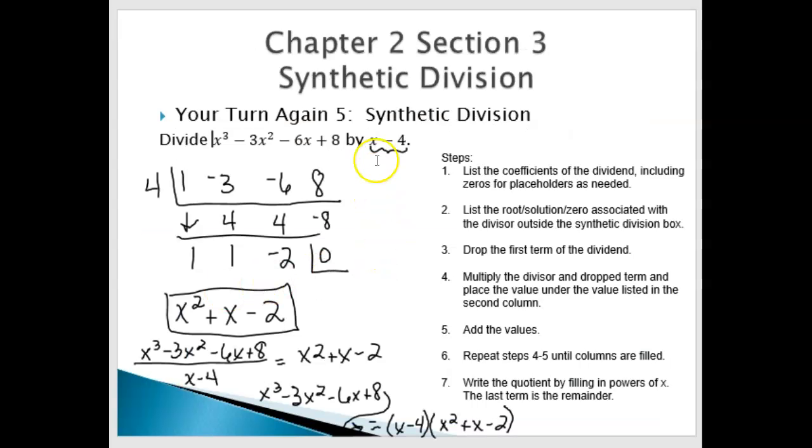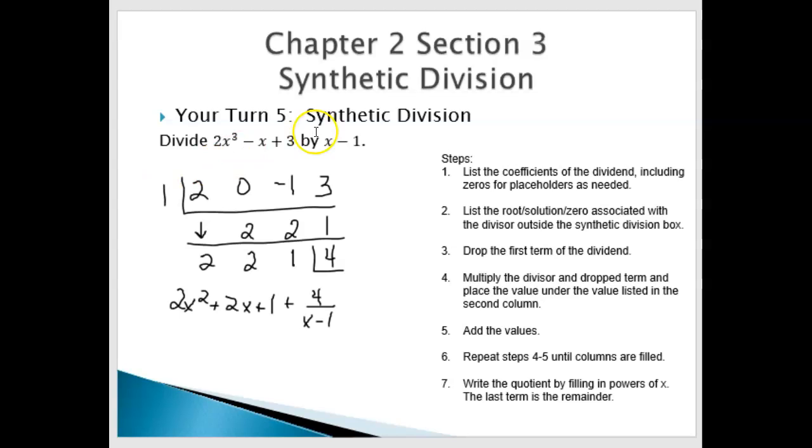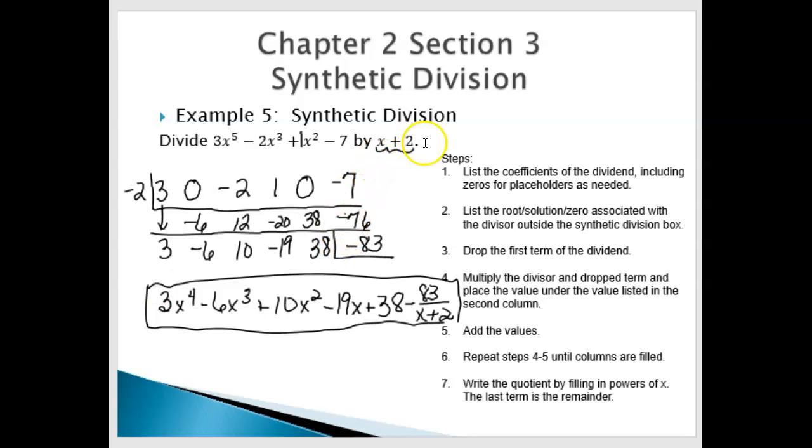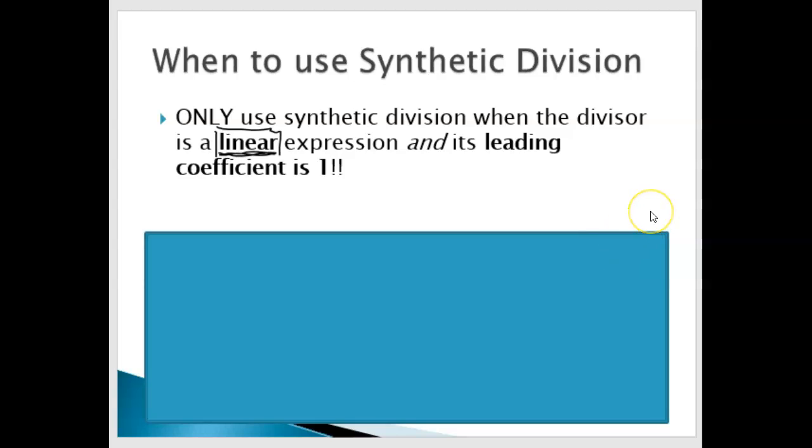So if we go back and look at this, linear divisor, leading coefficient is a 1. Let's look at the previous slide. Linear divisor, leading coefficient is a 1. Okay, so those are the two requirements that have to be in place in order for you to successfully use synthetic division.